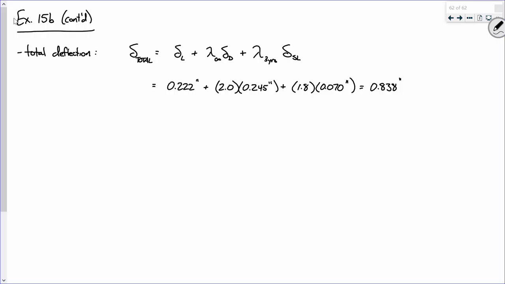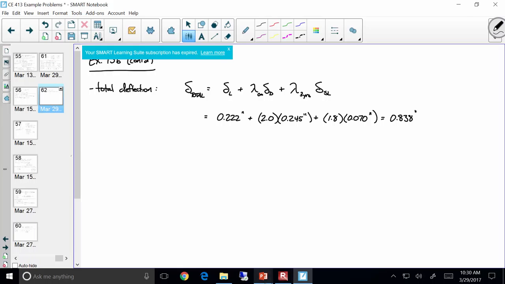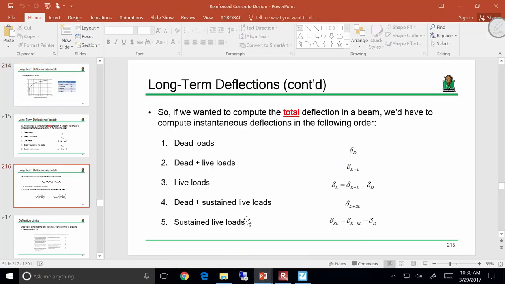All right. Any questions? Okay. So this is useless without some limit to go off of. Okay, so we need to determine whether or not this deflection is acceptable or not. So let's go back to the problem.